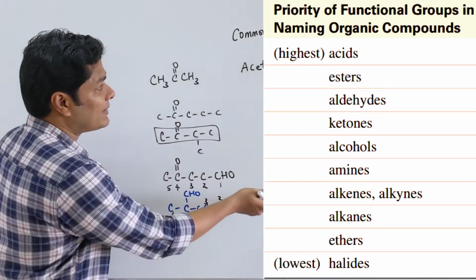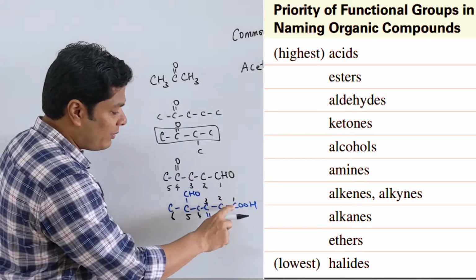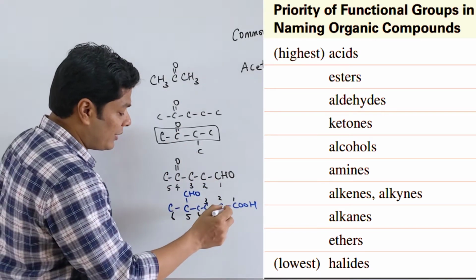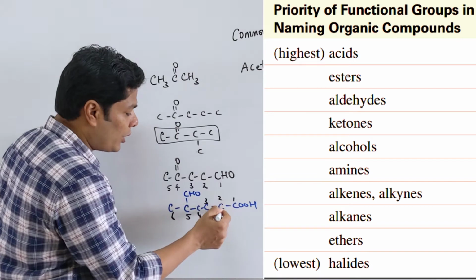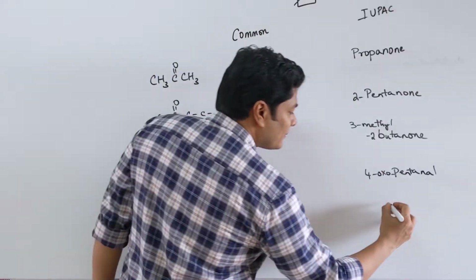So here we cannot say a common name because we don't know this compound, but when it comes to IUPAC, it is going to be the acid. So the acid group has to be part of it, and you have to take the longest chain, 1, 2, 3, 4, 5, 6. So this is going to be hexanoic acid.